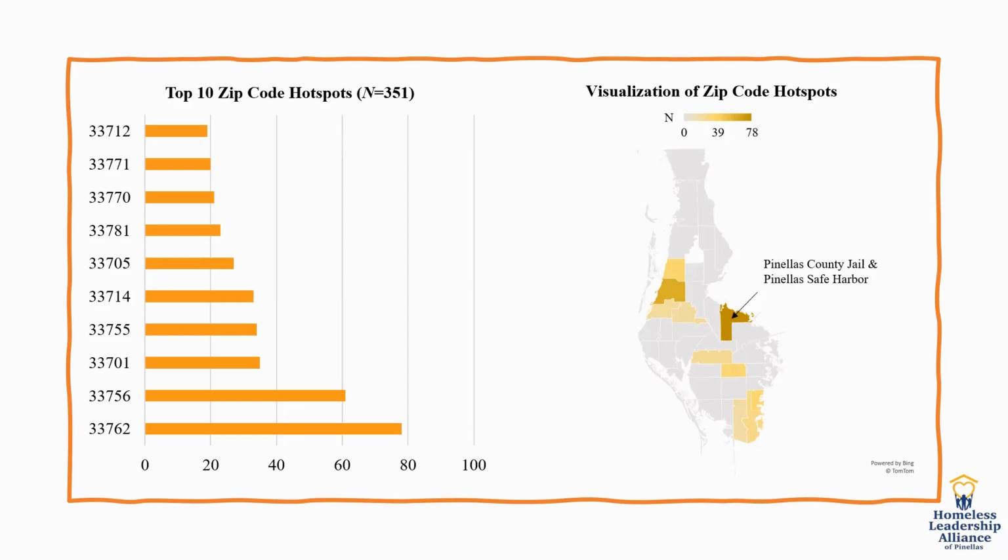Remember, these are different data sources. This is not HUD data. This is the Pinellas County Jail data. But we see that people are spending most of their time in the St. Pete, Pinellas Park, Largo, and then Clearwater area. I wanted to highlight that the most densely populated zip code, which had 78 people at the time, was 33762, which is where the jail and Safe Harbor are located. Next slide.